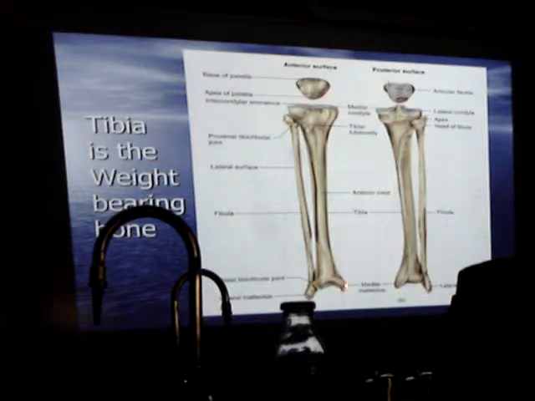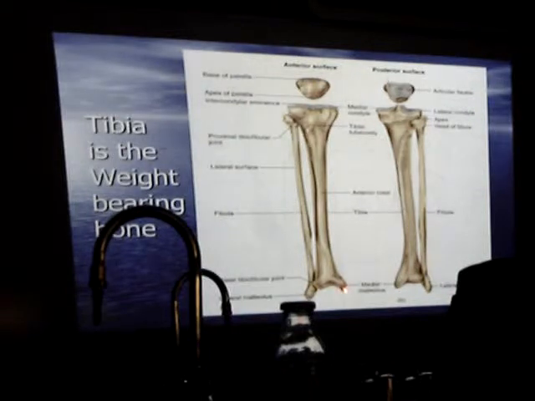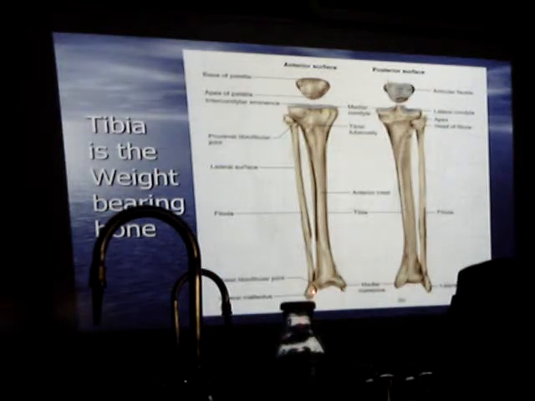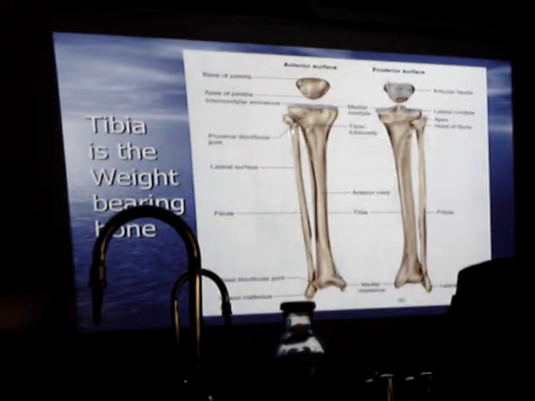So you should be able to, I could ask you off a picture, name this structure, and it should be pretty easy for you to do. Since it's part of the tibia, it's got to be the medial malleolus. The distal fibula is the lateral malleolus. The proximal fibula is called the head of the fibula.